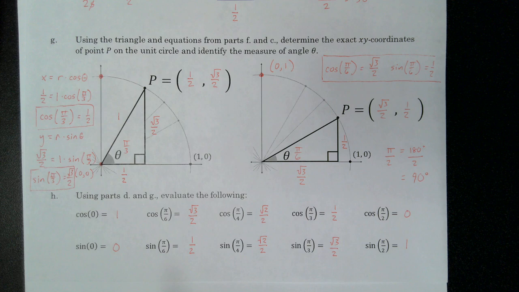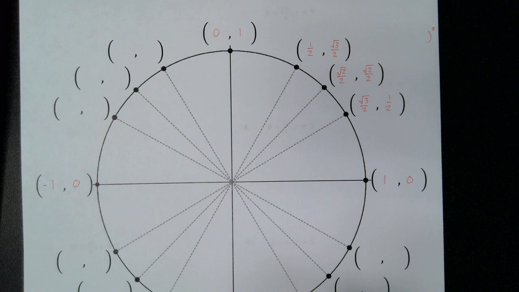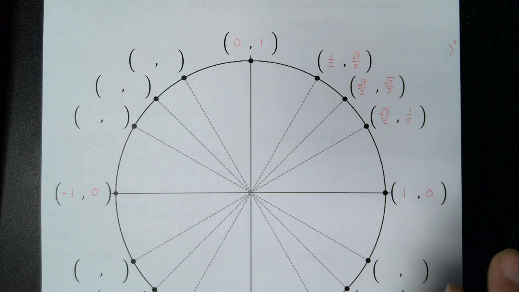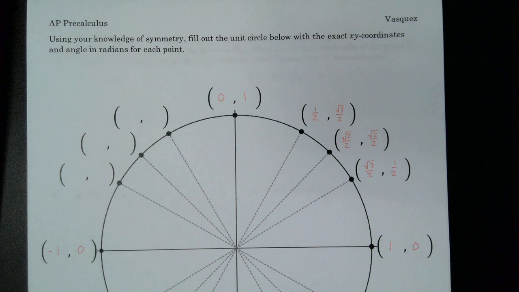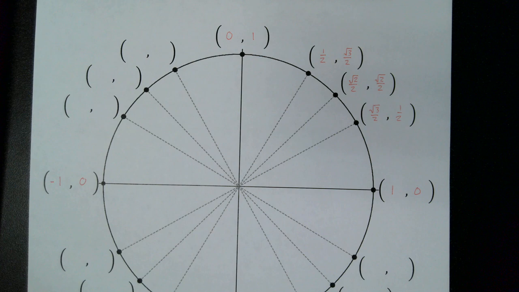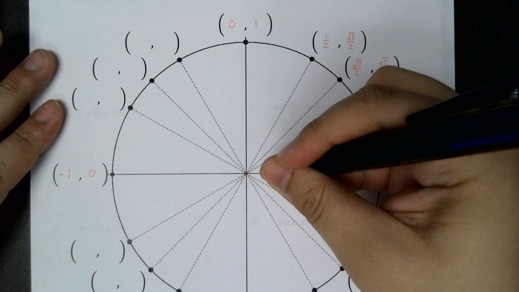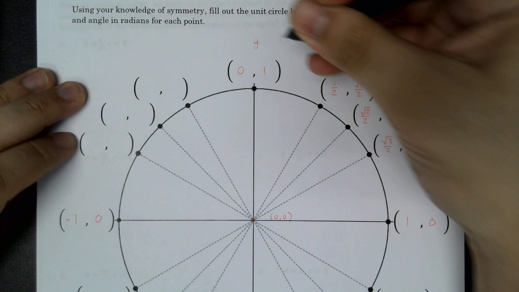But now we can use that information to fill in the first quadrant of the unit circle. So now, by symmetry, we can figure out the other coordinates on the unit circle. So, for example, we see that if we know that this is the origin right here, this is the y-axis, this is the x-axis.